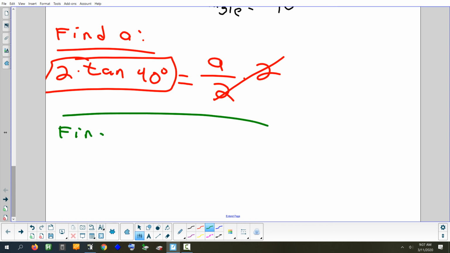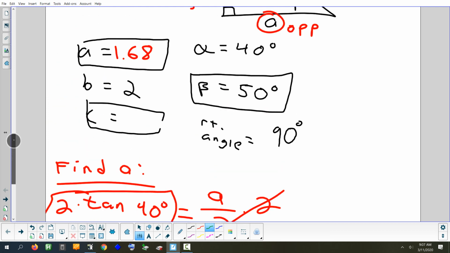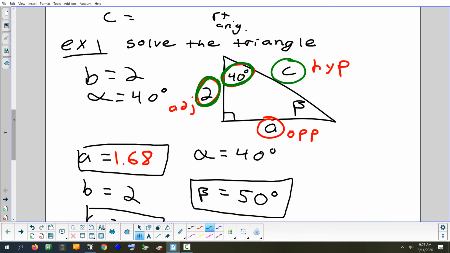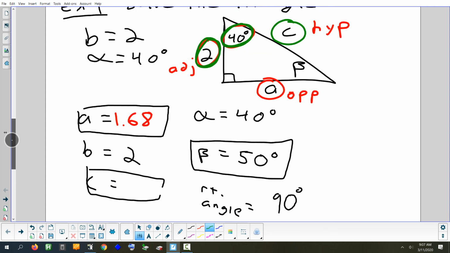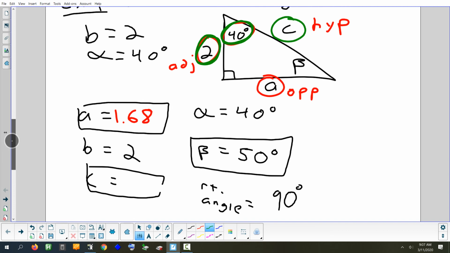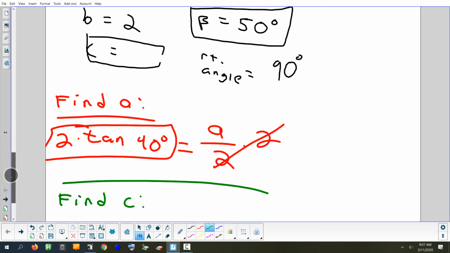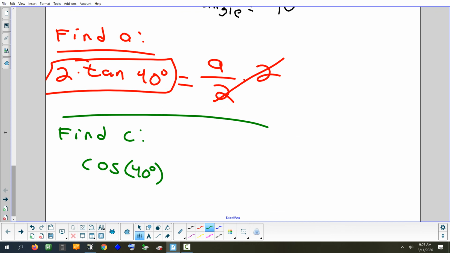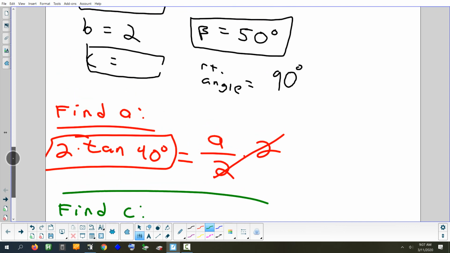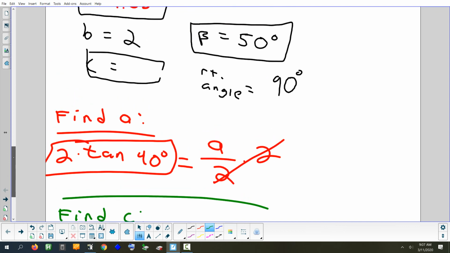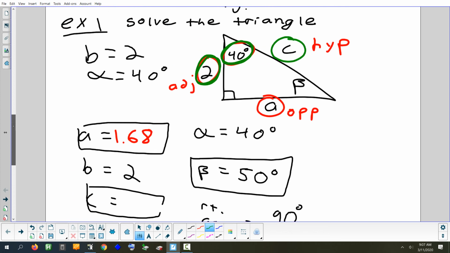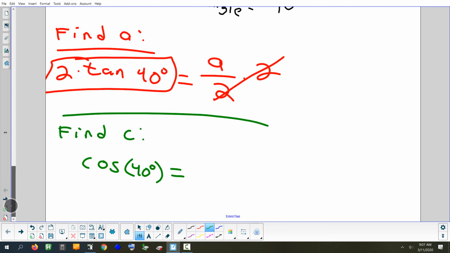So find C. So it's going to be the cosine of, what's my angle that I'm using? 40. Yep. Stay away from the 50. We're not using that. You could, but just don't. So cosine of 40 equals, and now cosine is adjacent over hypotenuse. So Sam, when I write that out, what's adjacent over hypotenuse? Yep, 2 over c.